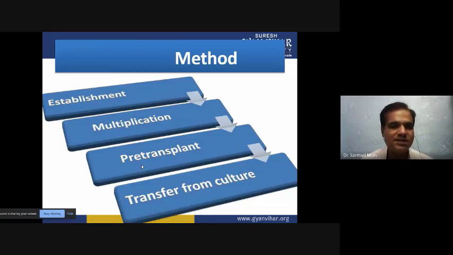Through establishment we can establish the explant inside the laboratory condition, and once it is established, it will multiply and go into the second stage, which is multiplication. When plant cells or tissues start multiplying and adjust to the laboratory condition, they will develop either into callus or multiply into shoots.